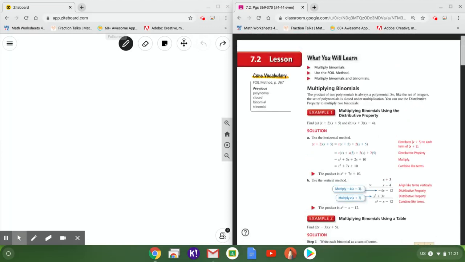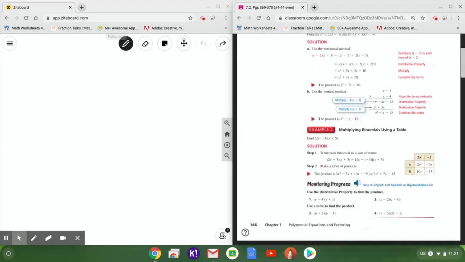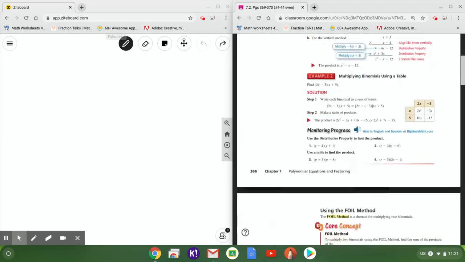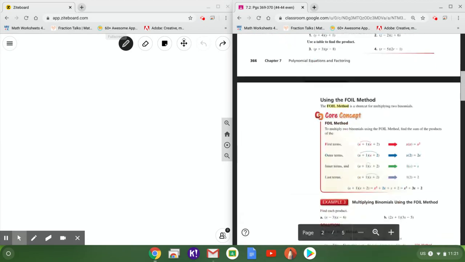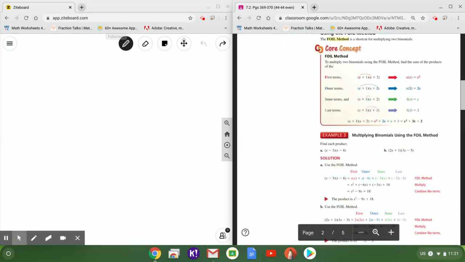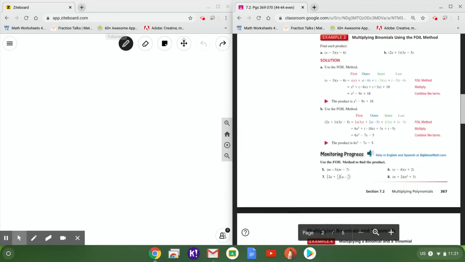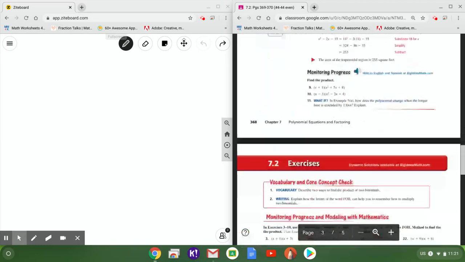One way is using the distributive property. One is using a table. I like to call that using a box. And there's one called the FOIL method. Use whatever way you want. Okay, the ones I really stress is just either distribute or use the box, which is called the area model.